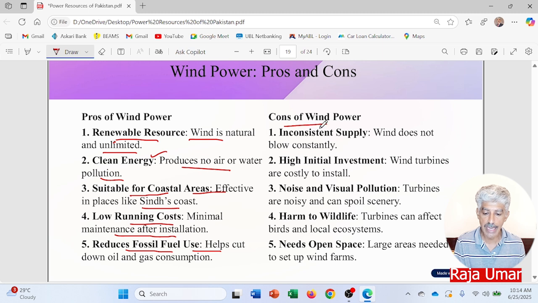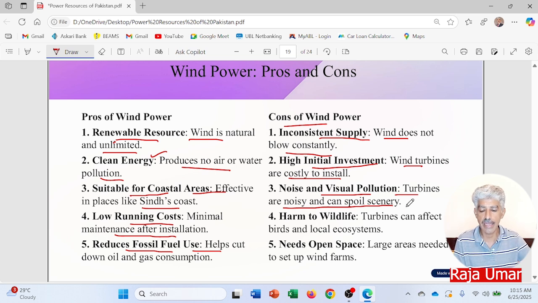So now the drawbacks: inconsistent supply. Wind does not blow consistently or continuously, so there would be fluctuation in the power supply. High initial investment: wind turbines are costly to install, so it would take a lot of money to install many wind turbines on the coastal areas. Noise and visual pollution: turbines are noisy and can spoil the scenery.